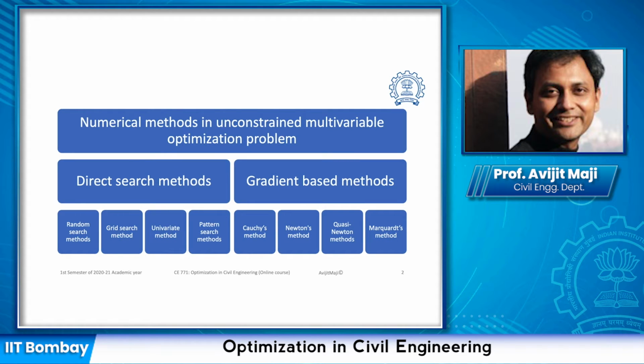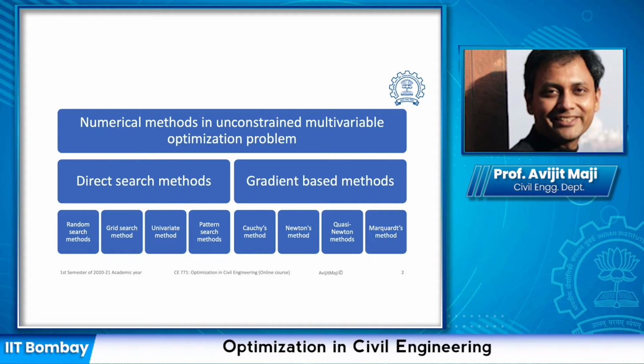If you recall, the numerical methods that are employed in unconstrained multivariable optimization problems can be divided broadly into two categories. One is direct search methods and the second one is gradient based methods. We have already discussed the various direct search methods. Today we are going to discuss the gradient based methods.